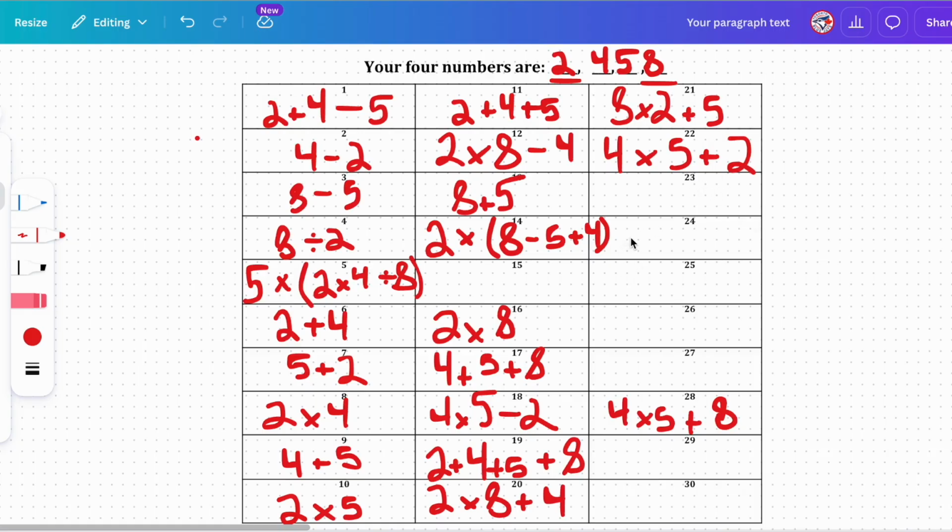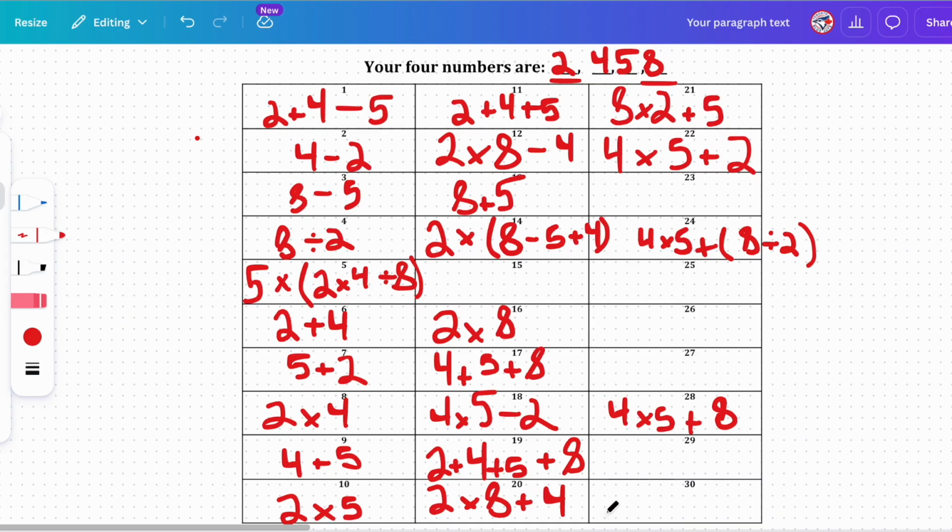23 can be tough. 24, so let's go 4 times 5 is 20, and then we're going to need brackets here, 8 divided by 2. 8 divided by 2 is 4. 20 plus 4 is 24. 25 is usually pretty tricky as well. Trying to think of a way to get there. If it doesn't pop into my head, I'll usually just try and skip it.